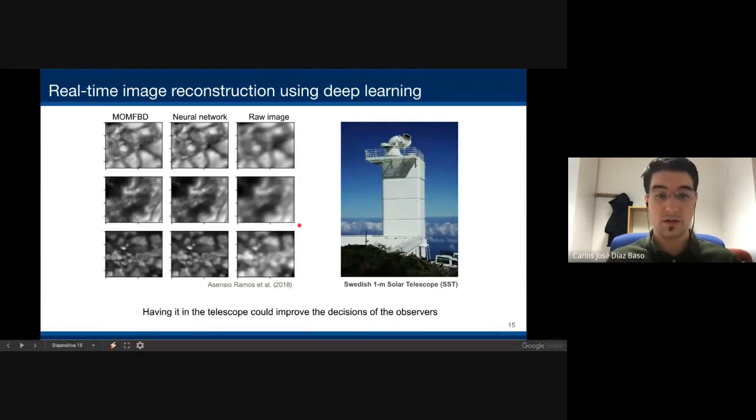So since then, we have been improving this system. Probably in the future, we can have it at the Swedish Solar Telescope, and we can have real-time image reconstruction. And one of the points is not only to improve the resolution of the images, but also to improve the decisions of the observers while they are doing the observation at the telescope.